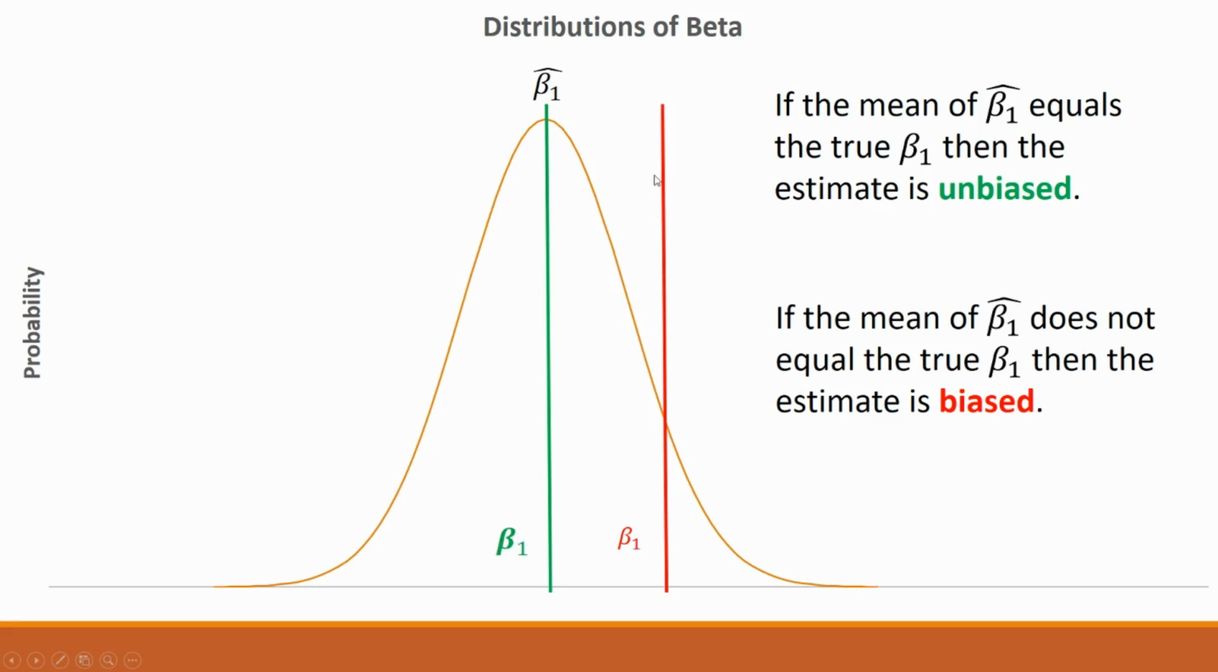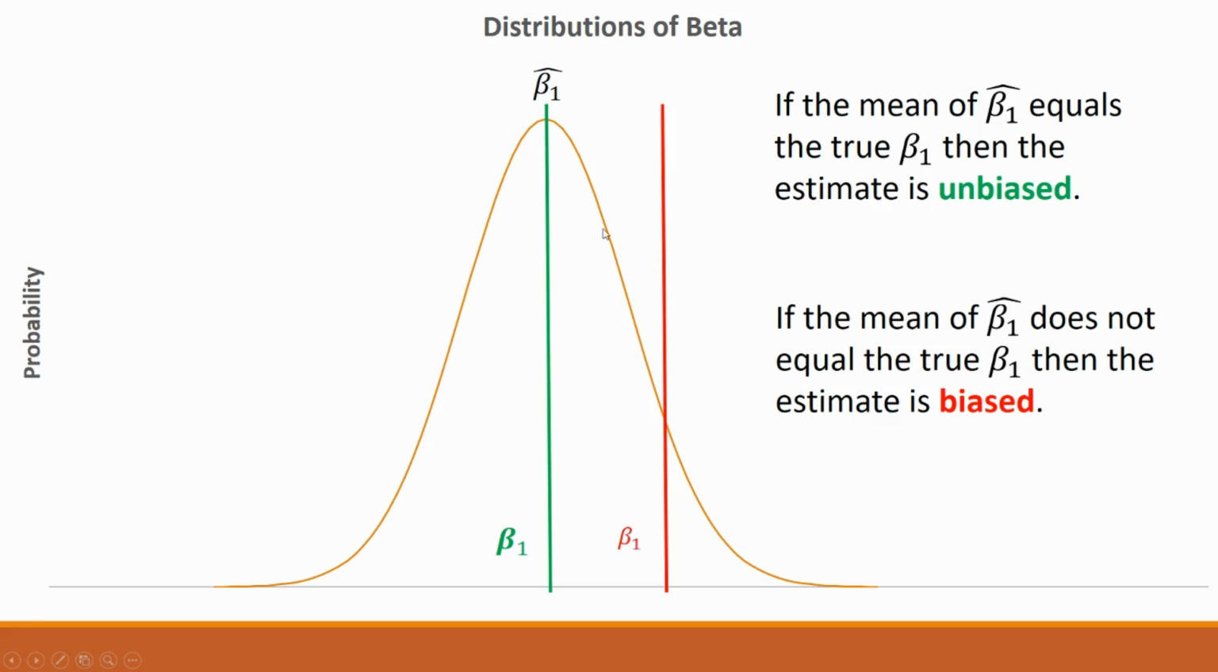That's a good thing if my distribution is unbiased and centered around the true beta 1. But if it's not centered at the true beta 1, if the true beta 1 is out here, then it is most likely that I will find a beta 1 value that is off, far away from the true beta 1. My particular beta 1 hat value is almost certainly going to be far away from the true value. This is what we call bias.